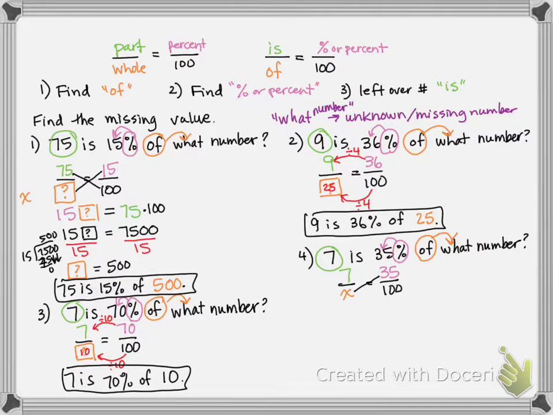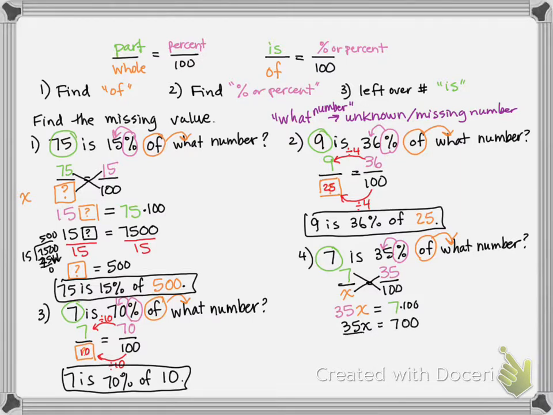So we're going to get 35 times our mystery number, which I'm letting X hold the spot, like X marks the spot. And then that's going to be equal to what I get when I multiply the is times the 100, the part times 100. So I get 7 times 100. Oops, forgot the 1 there. That was crazy. So then I get 35 times X. That's when you have a number butted up to a variable, it means multiplication. And then we get 700.